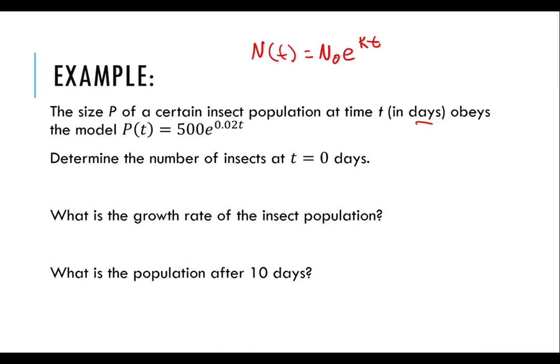Now let's say that we want to determine the number of insects at 0 days. Well, this is just a value. P(0) is going to be equal to 500 times e to the 0.02 times 0.